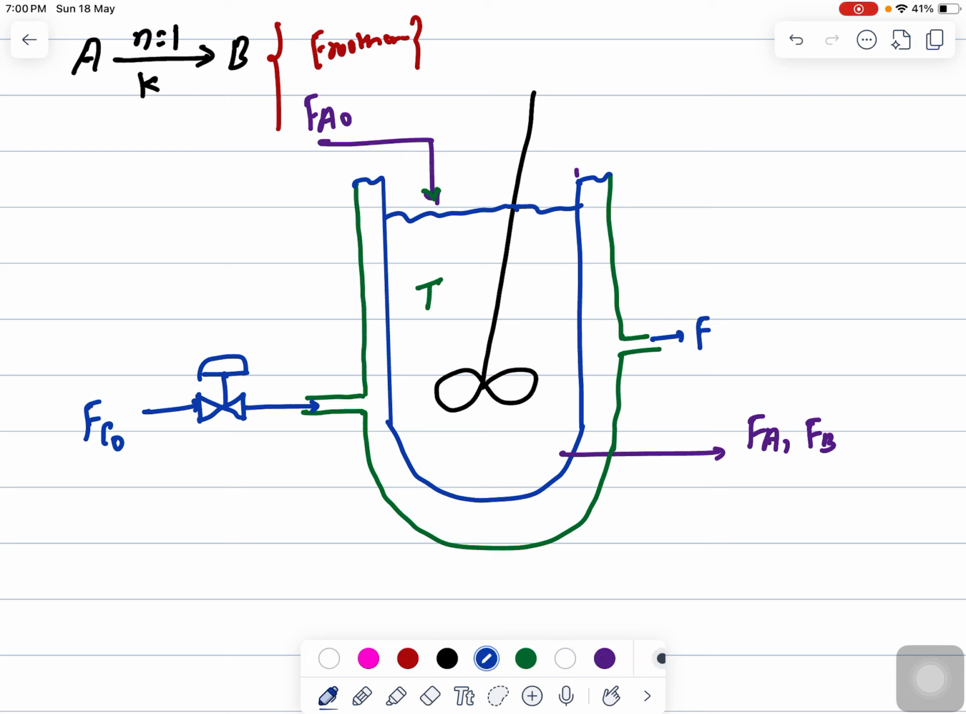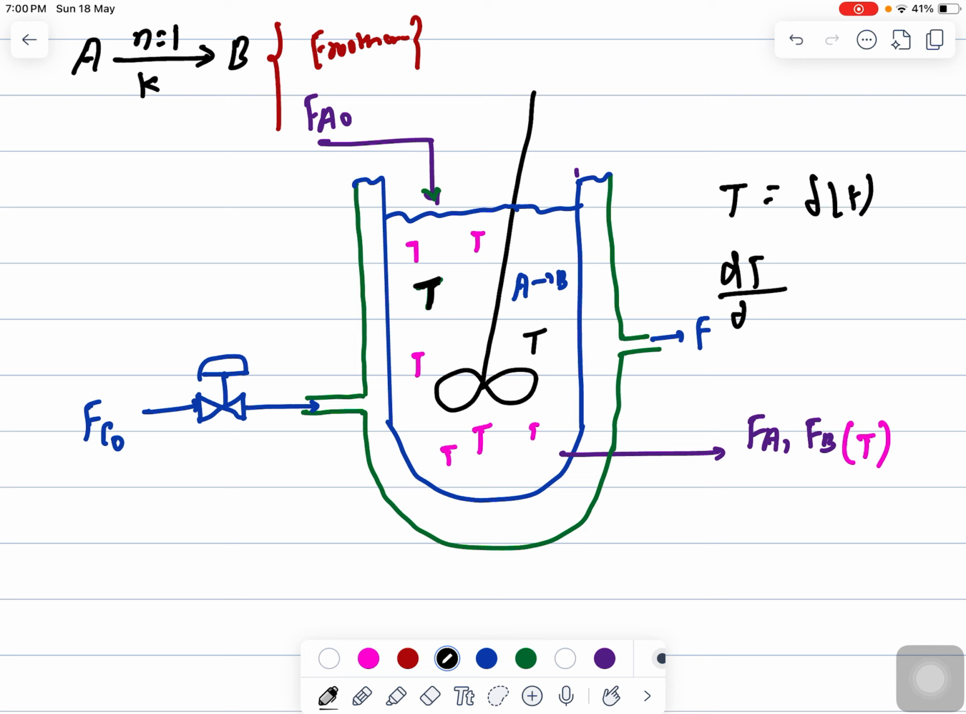Here you will see, when the reaction starts taking place, A is getting converted into B, what will happen? The temperature of the reaction system will change, but since this is a CSTR, the temperature will be uniform. So you will see the uniform temperature across the reactor at every location, because process parameters are not going to change inside the reactor, and the temperature here will be T. But the temperature will be a function of time, meaning dT/dt we are not going to assume as 0, with reaction progress.